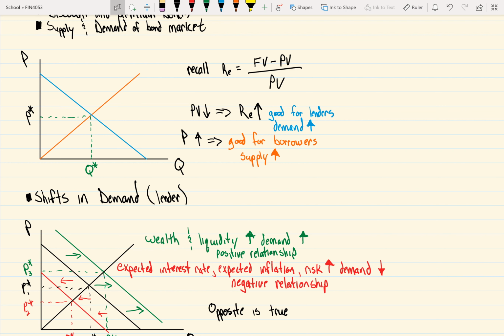So for demand, and recall from this formula here, this is just simple zero coupon bonds, that if present value goes down, the expected return goes up. So this is good for the lenders or those who are buying the bonds, or demand. So as the present value goes down, the demand goes up.